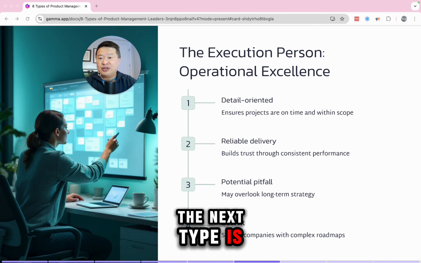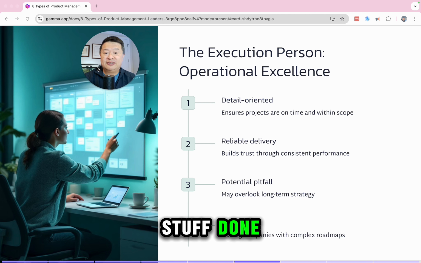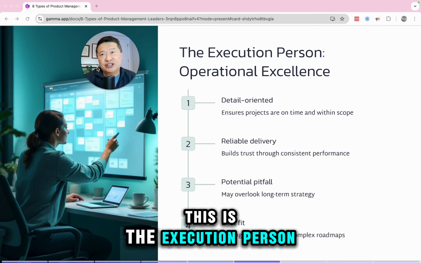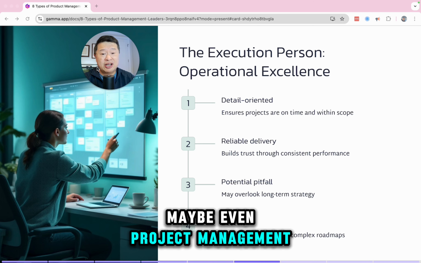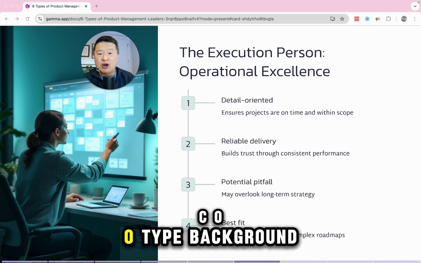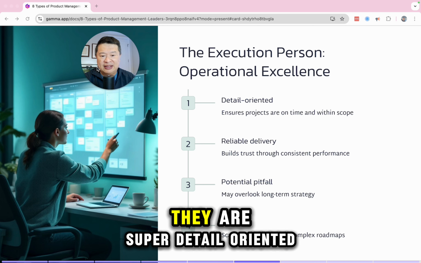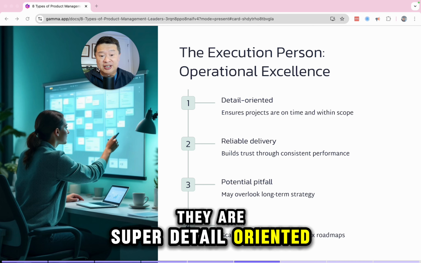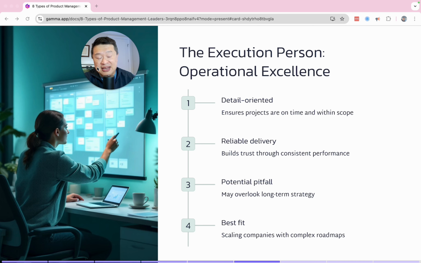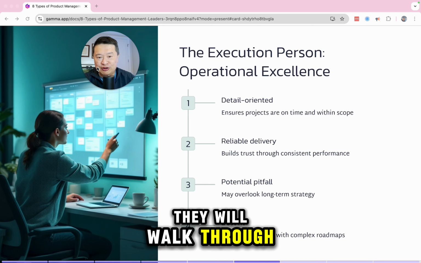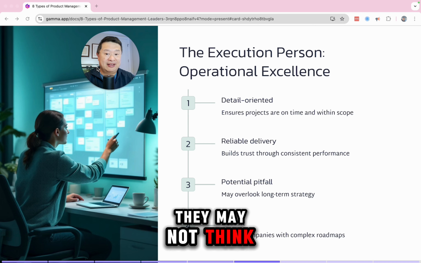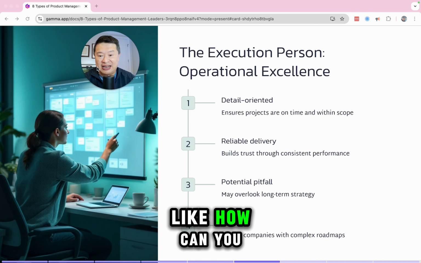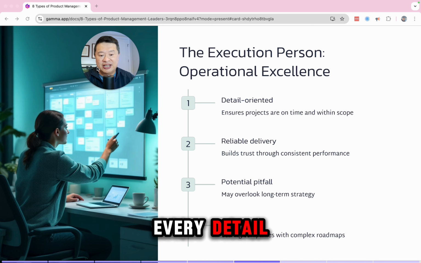The next type is the person who just gets stuff done. This is the execution person. They may have come from a program management, maybe even project management, COO type background. They are super detail oriented. They meet their deliverables consistently. They will walk through fire to get the project done. On the other hand, they may not think as much about long-term strategy, like how can you if you're trying to nail every detail.